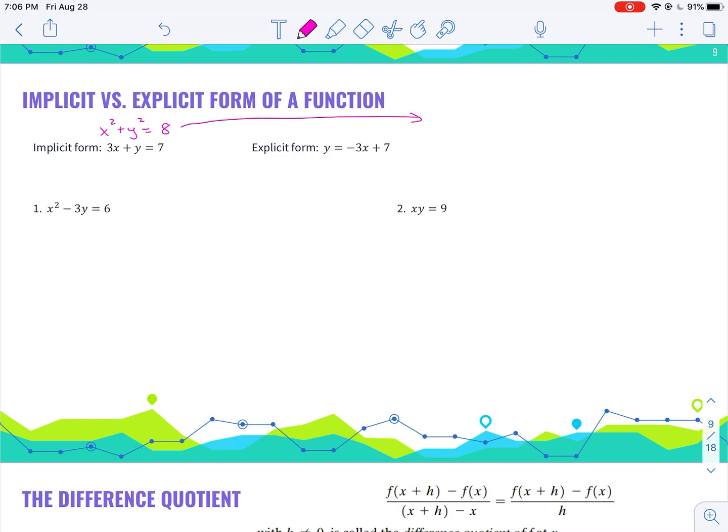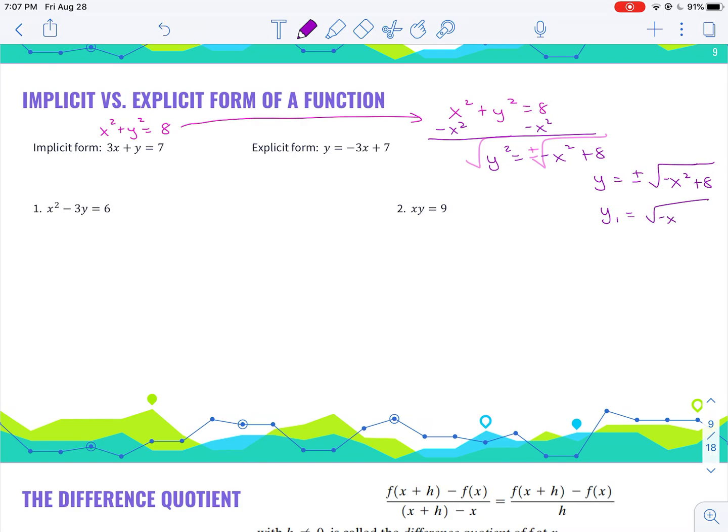So for instance, if I wanted my graphing calculator to graph x squared plus y squared equals 8, I would have to solve that for y. So in order to solve that for y, I would subtract x squared from both sides, and I would get y squared equals negative x squared plus 8. And then I would take the square root of both sides, and I would have a plus or a minus. So y is going to equal plus or minus the square root of negative x squared plus 8. If you wanted to graph this on a graphing calculator, you would type in y1 as the positive square root value, and y2 as the negative square root value. And that would be the explicit forms of the implicit x squared plus y squared equals 8.